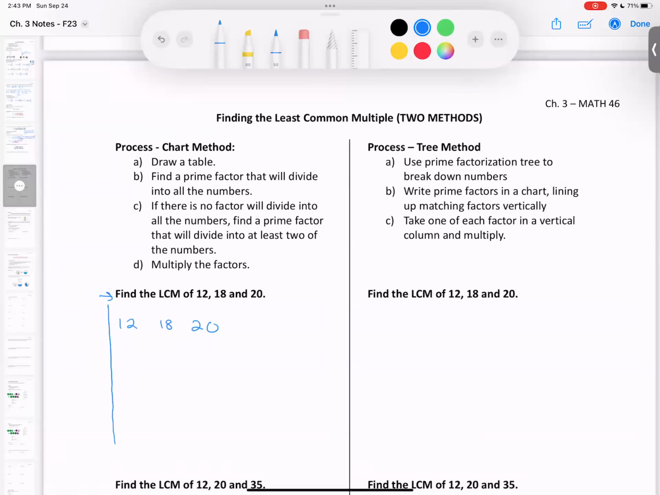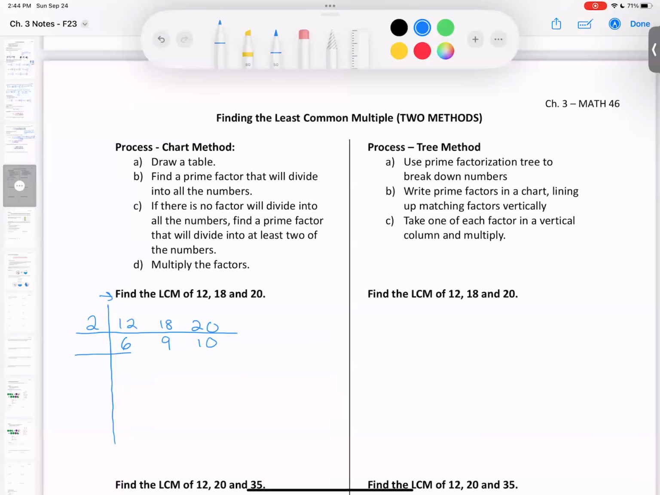Okay, and this is kind of similar to that division method from greatest common factor, in that we're looking for a prime factor that would divide into all of those numbers if we have one, or at least 2 of them. So here I can tell I've got a prime factor that would divide into all of those numbers because I can see they're all divisible by 2. So then I'm going to do the division for each of those numbers. So I've got 12 divided by 2 gives me 6. 18 divided by 2 gives me 9. 20 divided by 2 gives me 10.